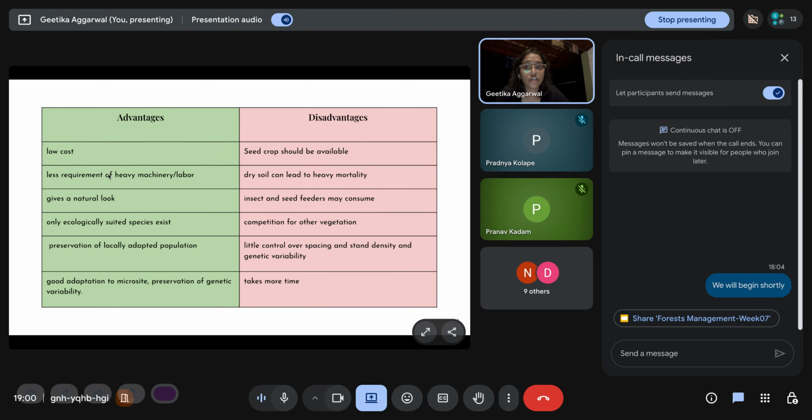Again, there are certain advantages and disadvantages associated with natural regeneration. Advantages are that it's a low cost method because you're leaving the forest alone, you're not doing anything. There's no requirement of machinery and labor. It gives you a natural aesthetic look.